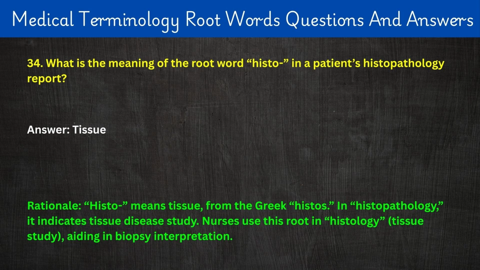34. What is the meaning of the root word histo- in a patient's histopathology report? Answer: tissue. Rationale: Histo- means tissue, from the Greek histos. In histopathology, it indicates tissue disease study. Nurses use this root in histology, tissue study, aiding in biopsy interpretation.